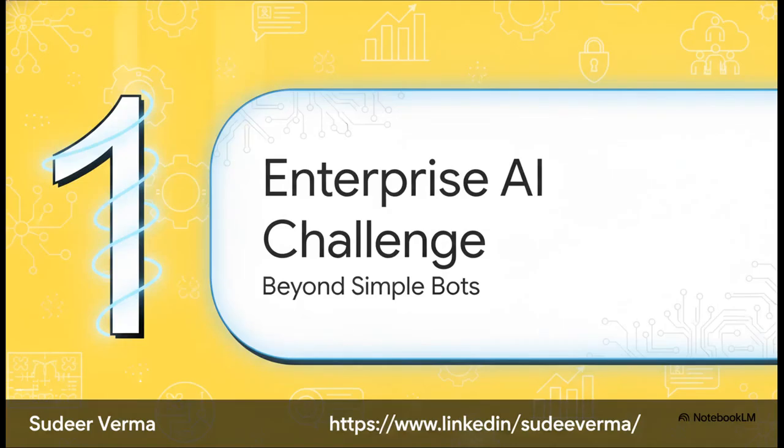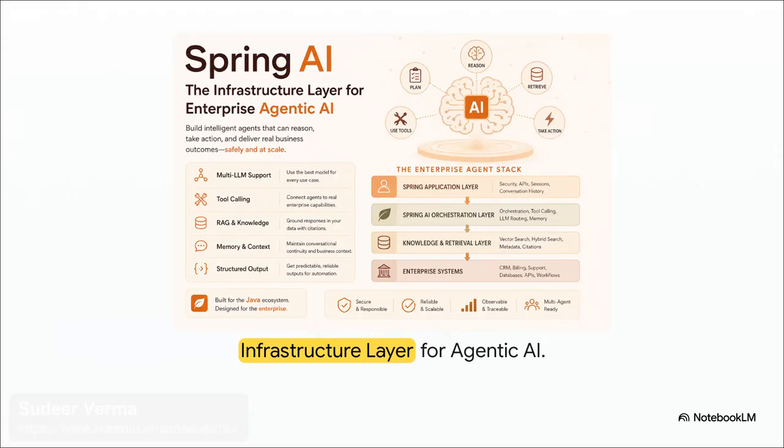All right, let's kick things off with Section 1, the Enterprise AI Challenge. Now, the absolute crucial point here is looking at those 4 core capabilities: plan, reason, retrieve, and take action. To actually deliver real business outcomes, your agents can't just be text generators. They have to analyze a request, reason through the logical steps to solve it, retrieve the necessary data, maybe from a vector database or one of your internal APIs, and then safely execute that action right within your enterprise systems. And Spring AI? Well, it provides the exact infrastructure layer designed specifically for the Java ecosystem to make this kind of multi-agent scalable architecture a reality.